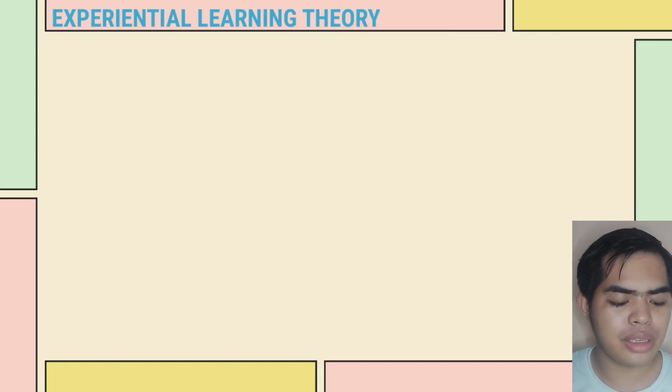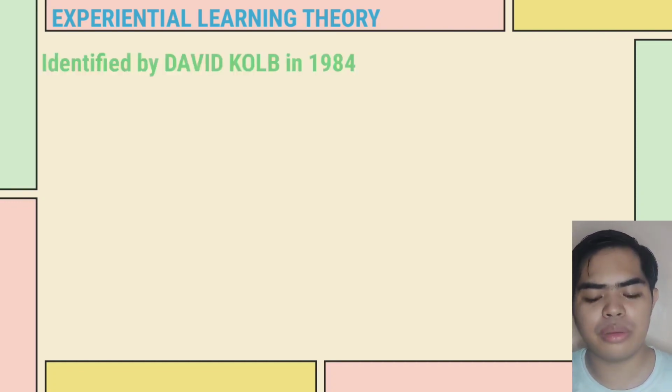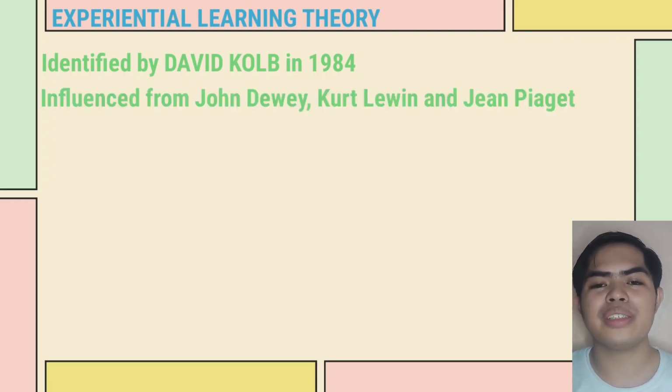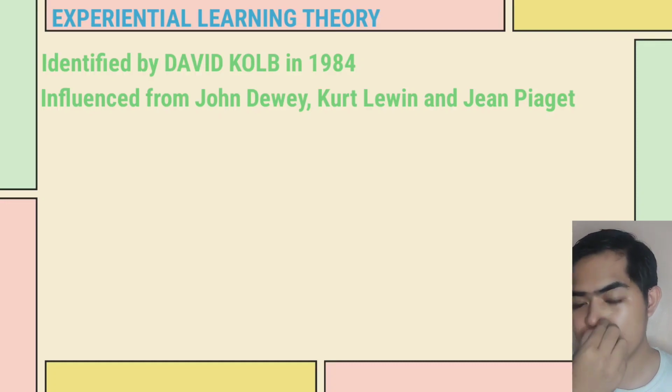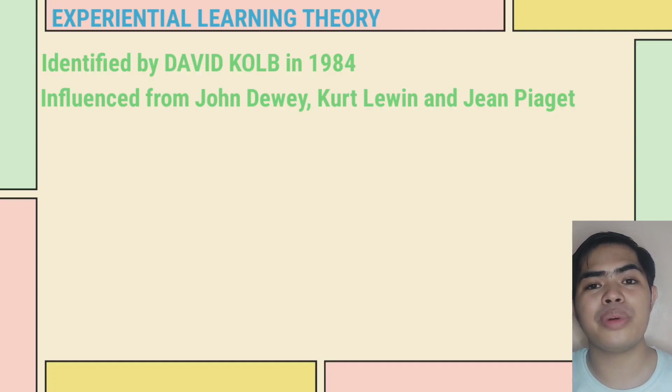So we have an experiential learning theory. The experiential learning theory is identified by David Kolb in 1984, and the influential theorists about this are John Dewey, Kurt Lewin, and Jean Piaget. So ang experiential learning theory is that paggagawa natin ang estudyante ng activities outdoors. So, experiential. So, best example for this is agriculture. So, kapag tinuturuan ang estudyante paano magtanim, gagawa sila ng garden.